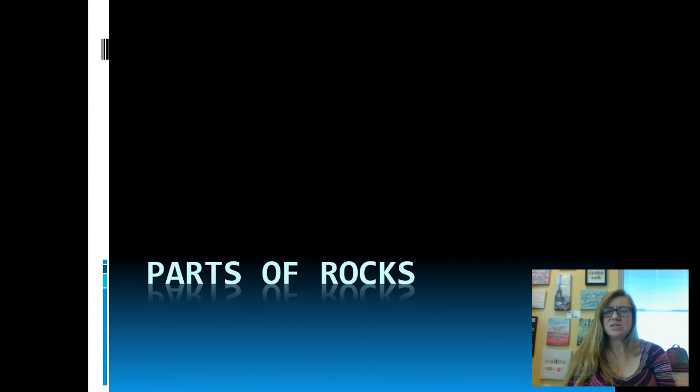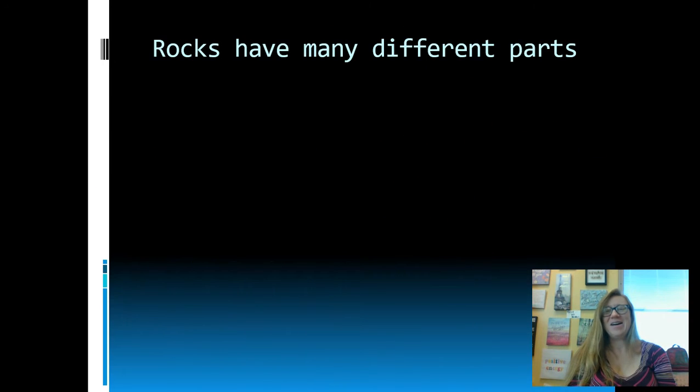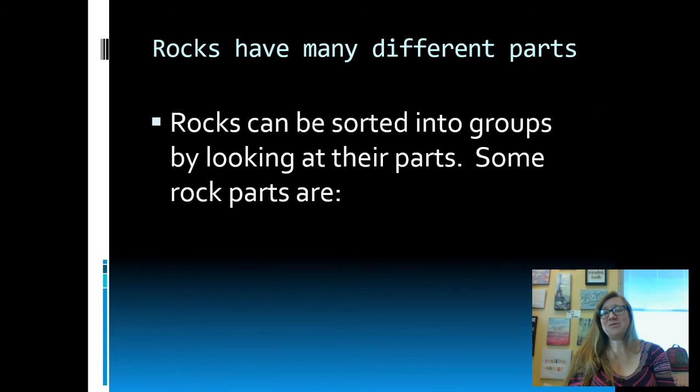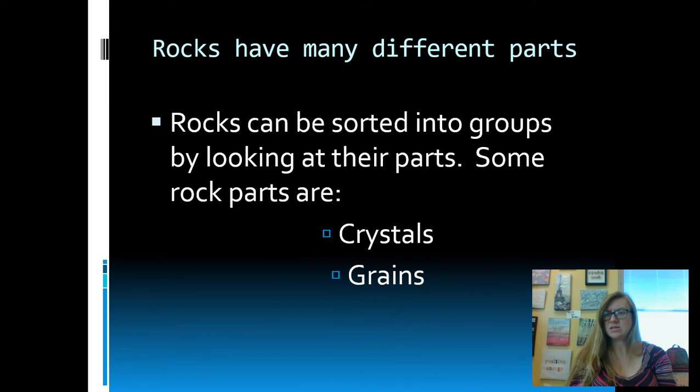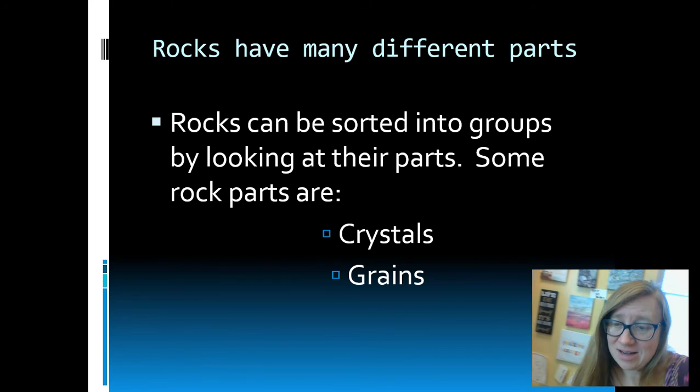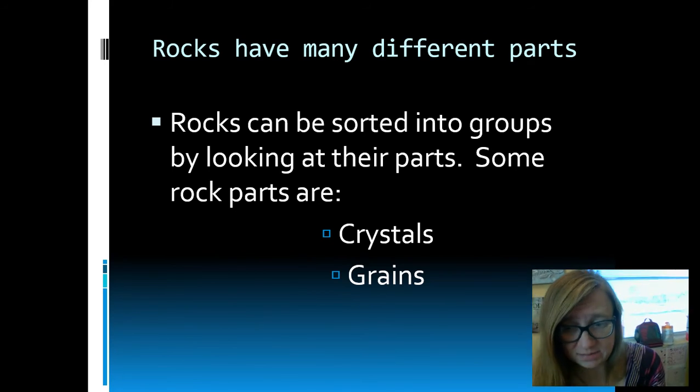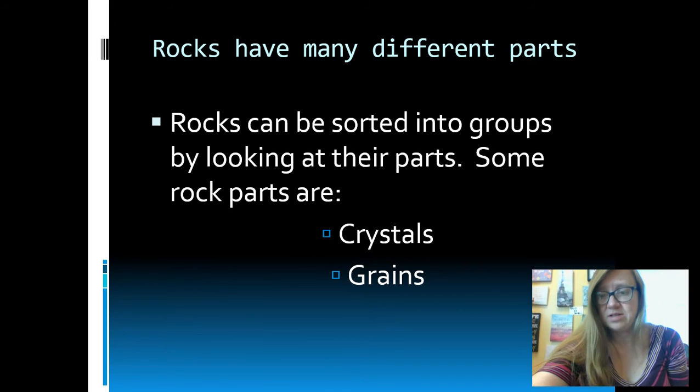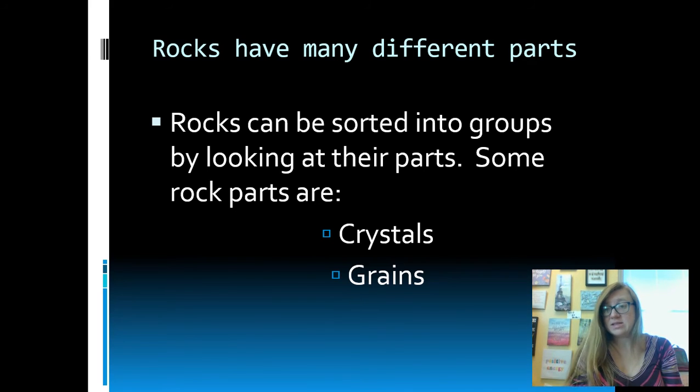So let's just look really quickly at parts of rocks. I know you're like, rocks have parts? Yeah, they have many different parts. So rocks can be sorted into groups by looking at their parts or what's going on inside them, if you ever looked at them. You can look at crystals and grains. Not just those, but if you've ever seen something like a geode, rocks do have crystals in them, or they have grains, like little spots inside them.